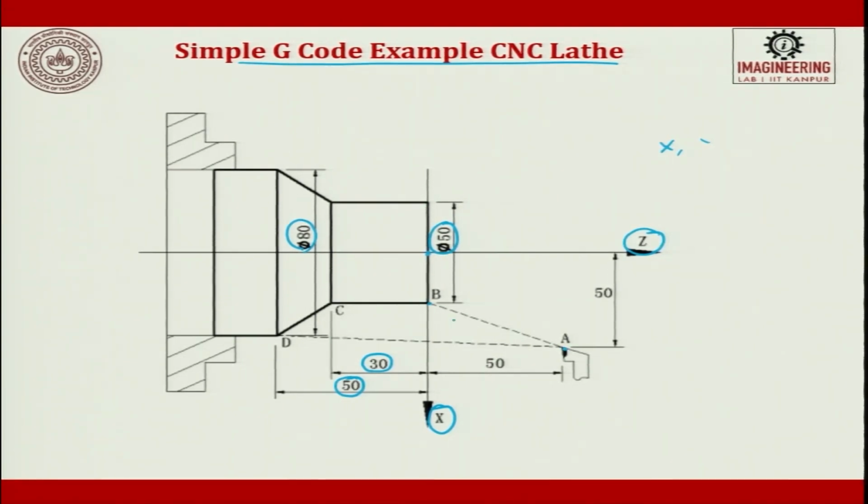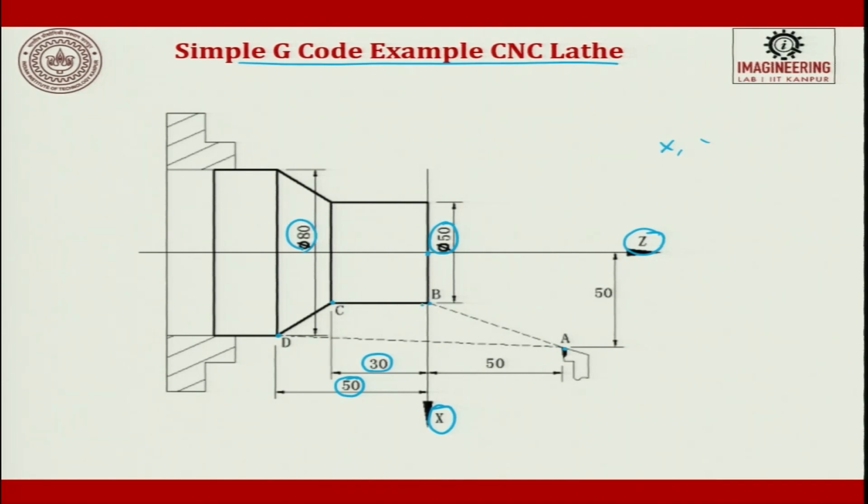So, from here we go from A to B, from B it goes to C, and from C it goes to D, and at D it tries to finish the component. So, we are going to write our CNC program accordingly. We are not going to do a facing operation. This is only an example. So, we are supposed to know how to write the coordinates along the given points A, B, C and D.